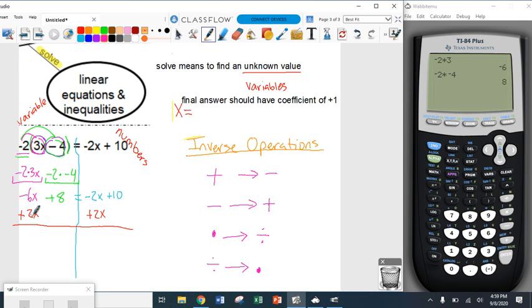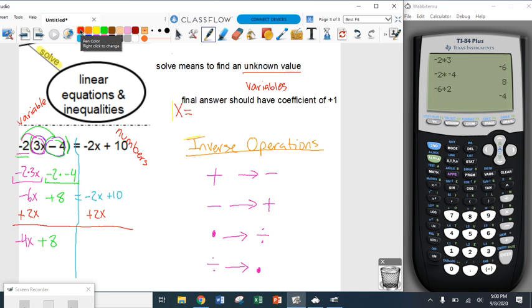Negative 6 plus 2x. Negative 6 plus 2, I have negative 4. I remember to keep that x with it: negative 4x. Nothing happened to my 8. It stayed the same. I can just bring that down.